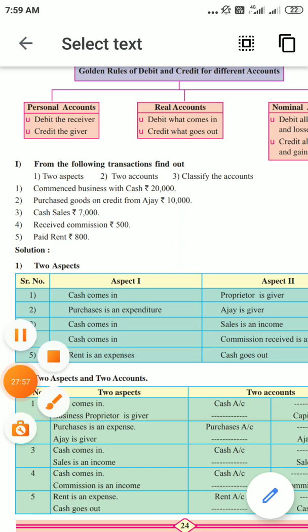Next is purchase goods on credit from Ajay. Okay, so when you purchase, it is an expenditure. Okay, and who is giving you the goods? Ajay is the giver. Next, cash sales. So when it is cash sales, goods are going out of the business. Okay, sales is an income, but what is coming in? Cash is coming into the business, because when you do cash sales, obviously cash will come into your business. So cash is coming in, sales is the income.